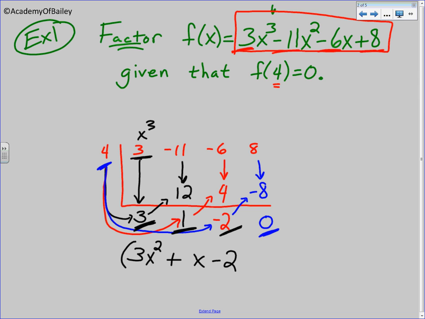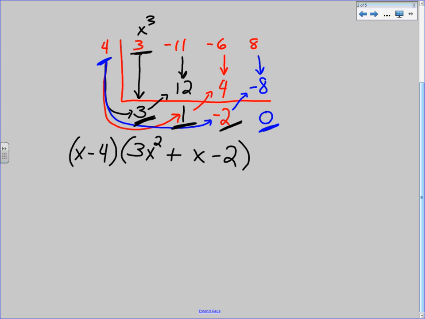So this is another factor. What's the original factor that we had? What's the other factor that we know? Remember back to here? F of 4 is equal to 0, so therefore x minus 4 is a factor. And so this is where we're at now. You have a trinomial, so with the trinomial, you should try to factor it even further.